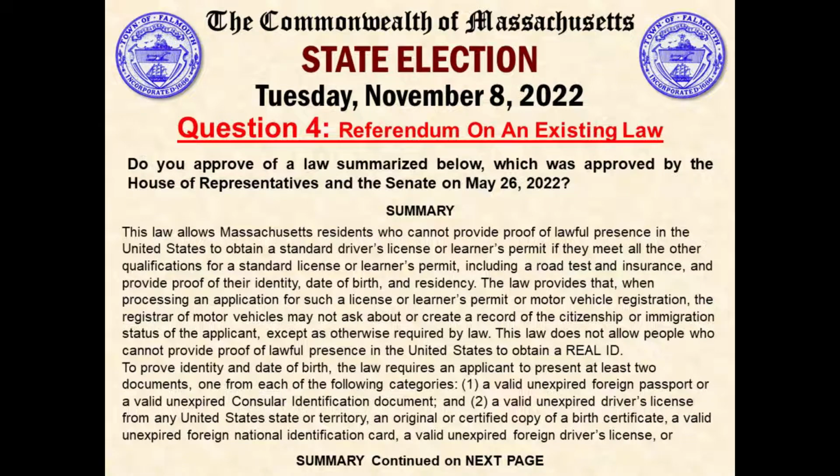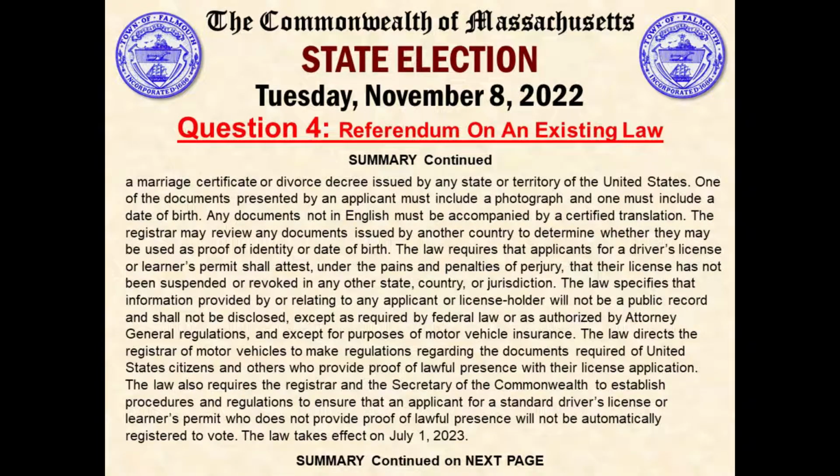1. A valid unexpired foreign passport or a valid unexpired consular identification document. And 2. A valid unexpired driver's license from any United States state or territory, an original or certified copy of a birth certificate, a valid unexpired foreign national identification card, a valid unexpired foreign driver's license, or a marriage certificate or divorce decree issued by any state or territory of the United States. One of the documents presented by an applicant must include a photograph, and one must include a date of birth. Any documents not in English must be accompanied by a certified translation.